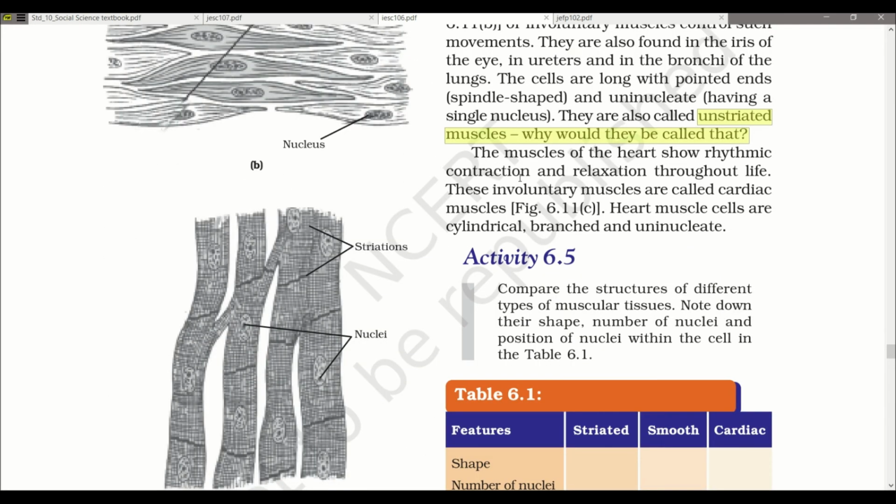The muscles of the heart show rhythmic contraction and relaxation throughout life. These involuntary muscles are called cardiac muscles. Heart muscles are cylindrical, branched and uninucleated.